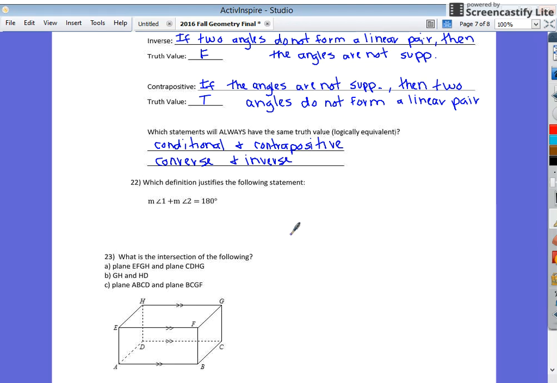On number 22, it says which definition justifies the following statement. We have the measure of angle 1 plus the measure of angle 2 is equal to 180 degrees. Anytime we have two angles adding up to 180 degrees, we are looking at supplementary angles.